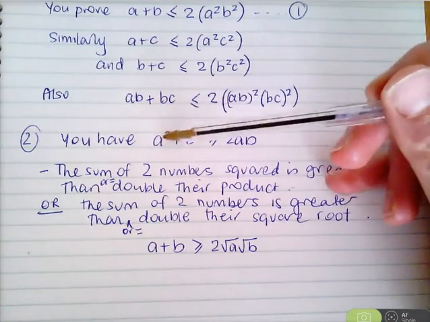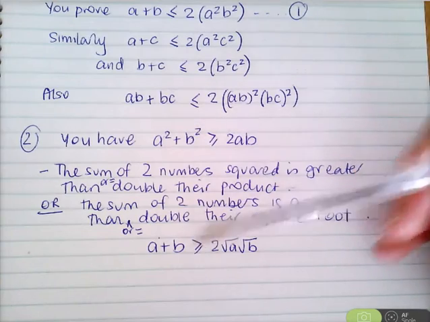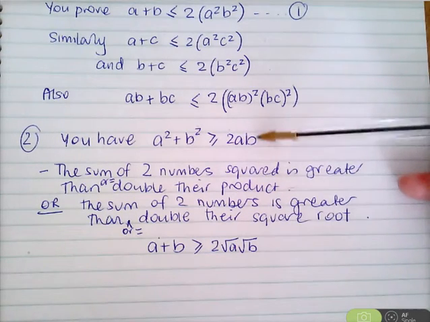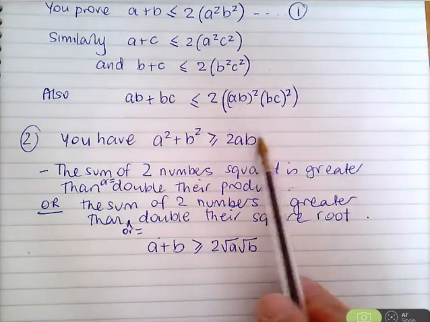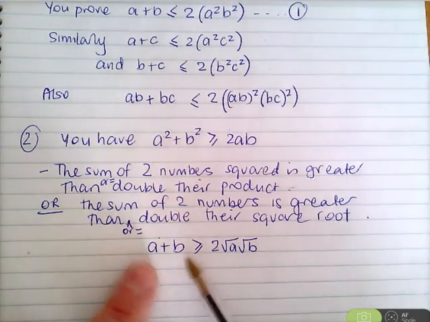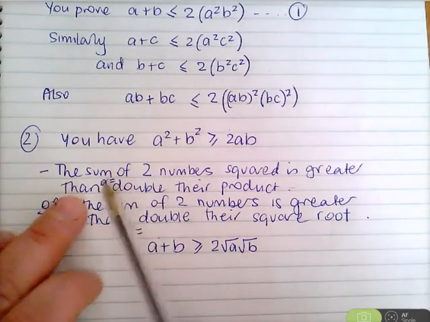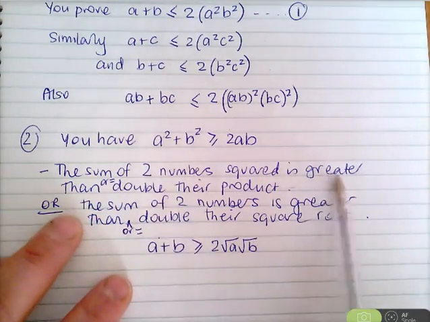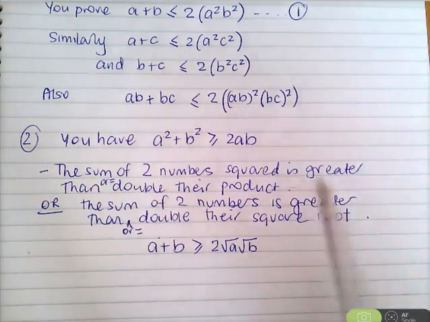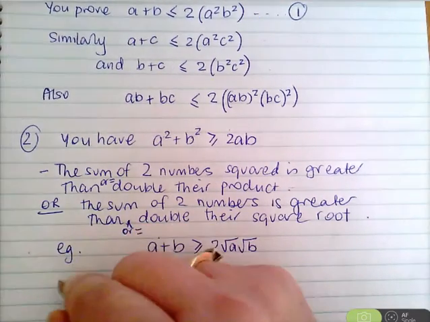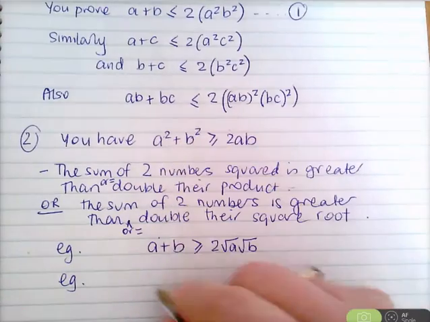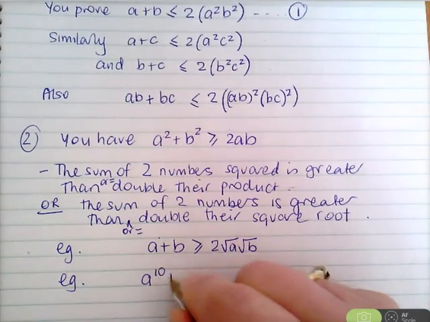Instead of a squared, I've got a; instead of b squared, I've got b; instead of a, I've got root a; and instead of b, I've got root b. So if you have an expression like that, you can therefore go and write this. If you interpret it as the following, the sum of two numbers squared is greater than or equal to double their product, okay?